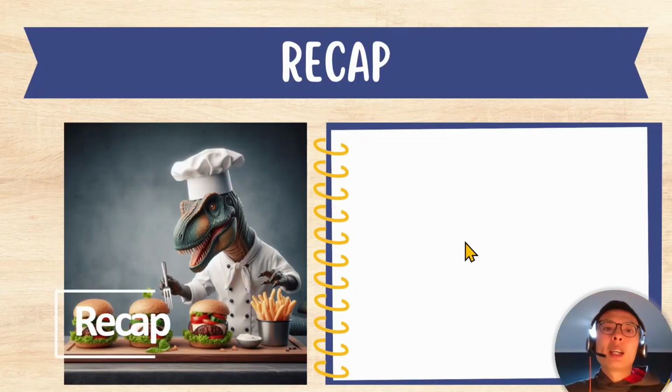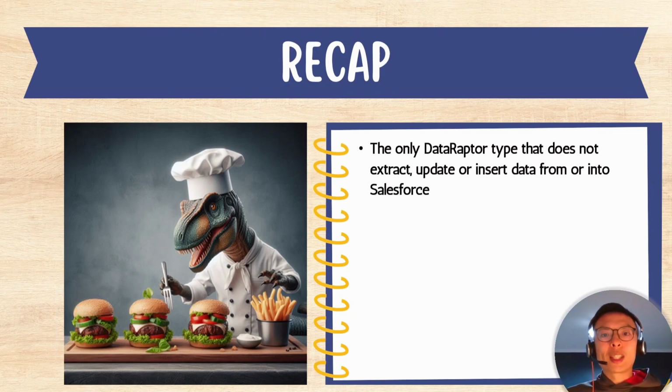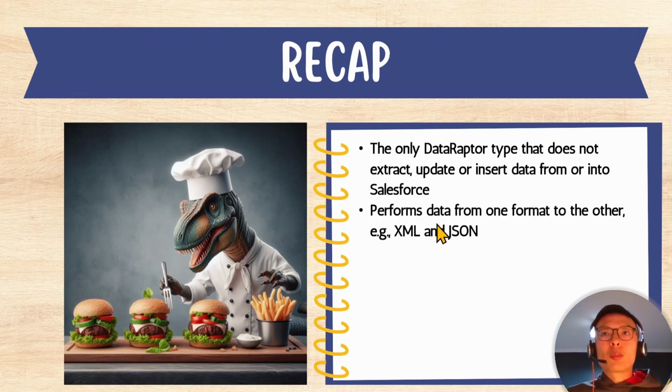To recap, DataRaptor transform is unique among DataRaptor types as it doesn't interact with Salesforce for data extraction, updating, or insertion. Its primary function is data transformation. It can convert between formats such as XML and JSON. It also supports formulas and has the capability to convert data into formats like PDF, DocuSign, or document templates.